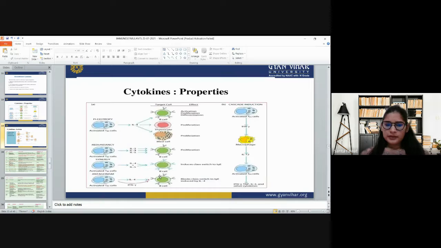Then the next is synergy, activated TH cell. It involves IL-4 plus IL-5 in B cells, and it induces the class switch to IgE. And then also antagonism. It involves IL-4 and IFN gamma. The target cell is B cells also, and the effect is that it blocks the class switch to IgE induced by IL-4.